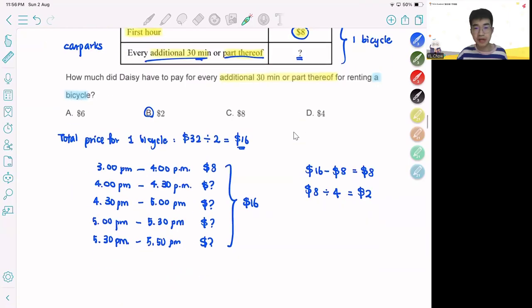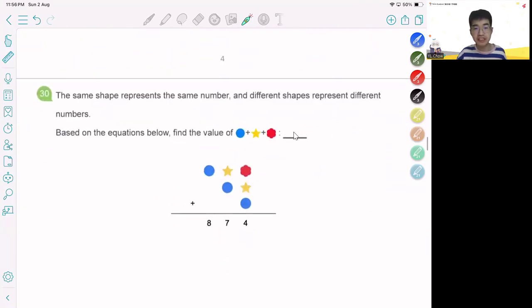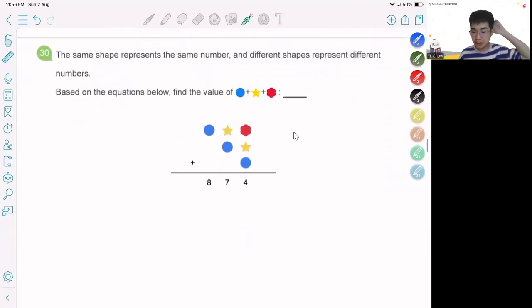Moving on, let's go to our first short answer question, which is a number puzzle question. Now, as usual, when you see this, the same shape represents the same number and different shapes represent different numbers, right? We have a 3-digit number, circle, star, flower, plus circle, star, plus an extra circle equals 874. And we want to find the value of circle plus star plus flower.